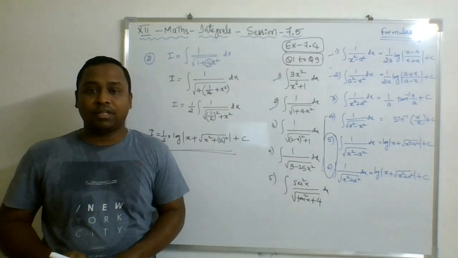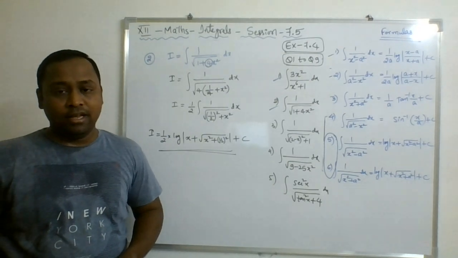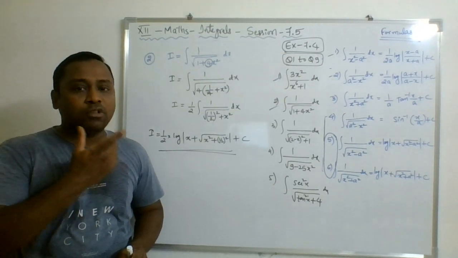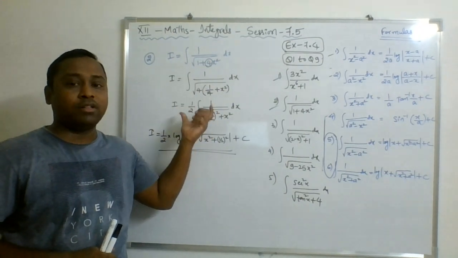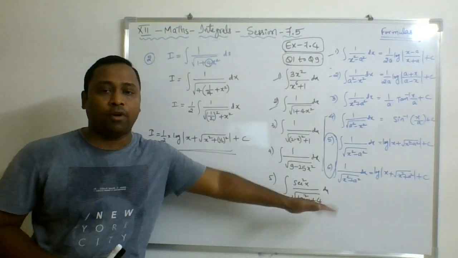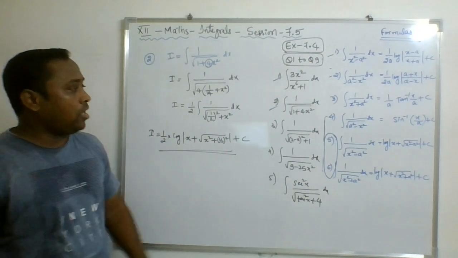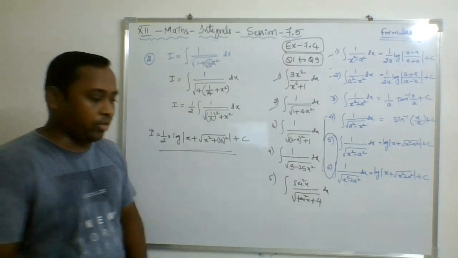That's all. How simple it is, right? Only by making a small change in the question, that question is converted into a standard form, and then you go for the formula and get the answer. Now I am going to take question number 3.